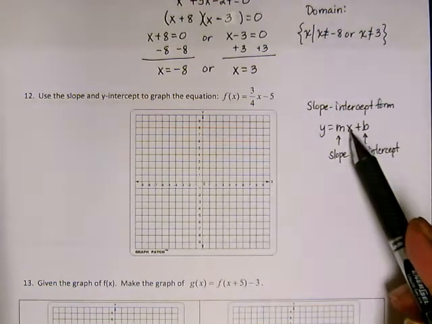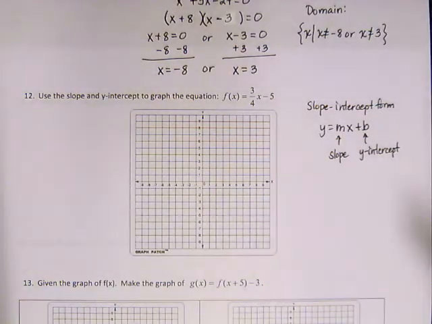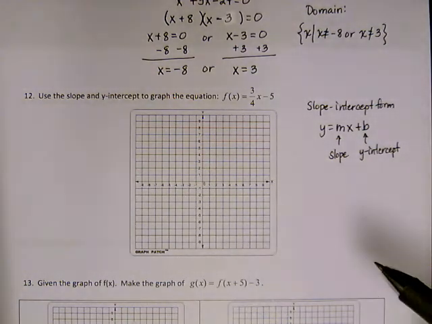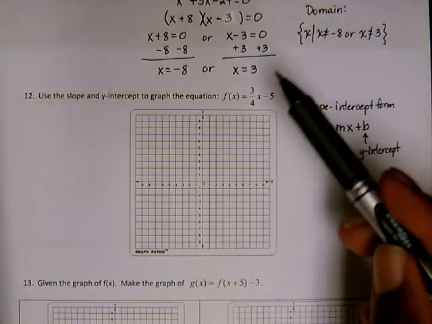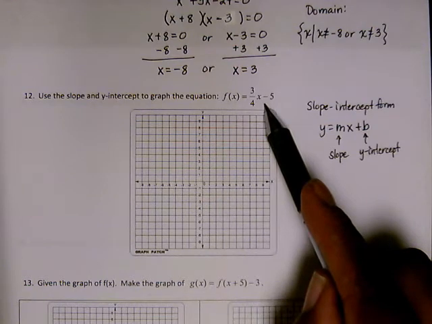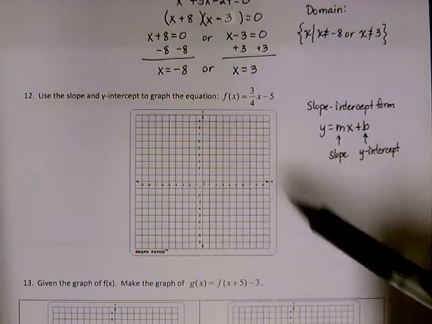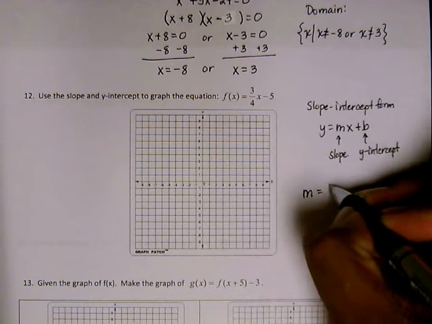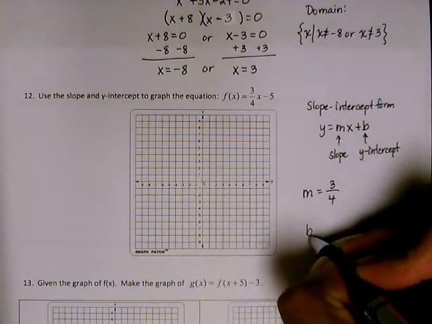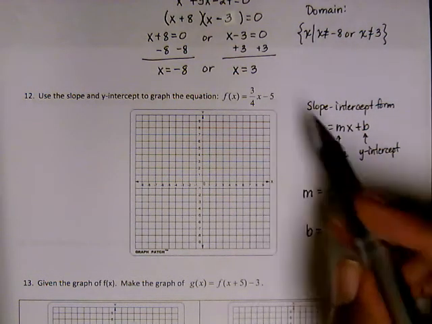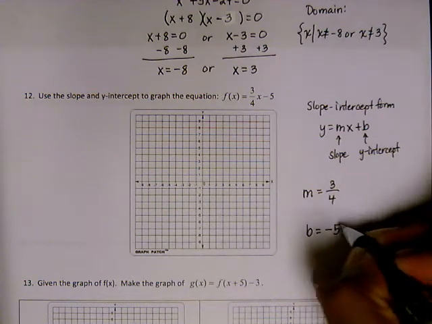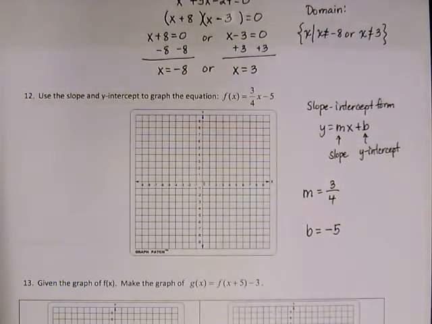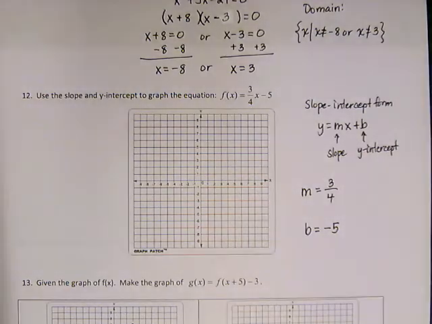Your slope is always the coefficient of the x term. The b is the number added to or subtracted from. That's your y-intercept. Now looking at this, it is in slope-intercept form. So the slope is this number that's in front of your x. That's going to be 3/4. The b, the y-intercept, that will be -5. Now the next thing I'm going to do here is use this piece of information to make that graph.